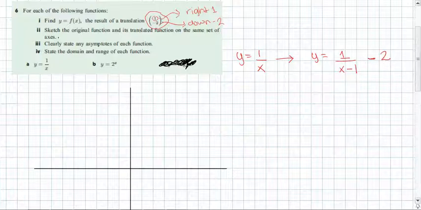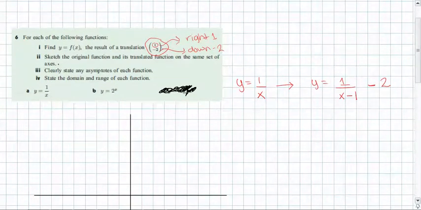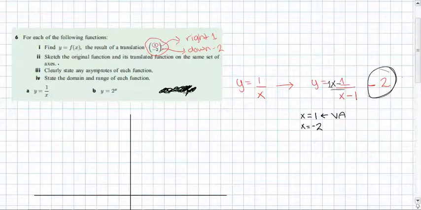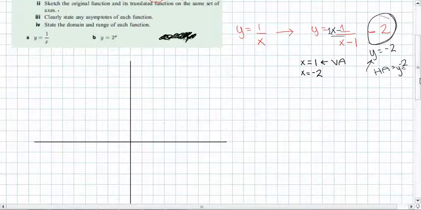Okay, to sketch the original function and its translation on the same set of axes, we will now graph the two functions. First we'll graph the asymptotes that come with this equation. The vertical asymptote is at x equals 1, and the horizontal asymptote is at y equals -2, which is found by dividing 1 over x by x, which gives us 0, so you're left with -2 as the y value for our horizontal asymptote. Of course, the original function doesn't have the asymptote, so in a bit we're going to graph it.